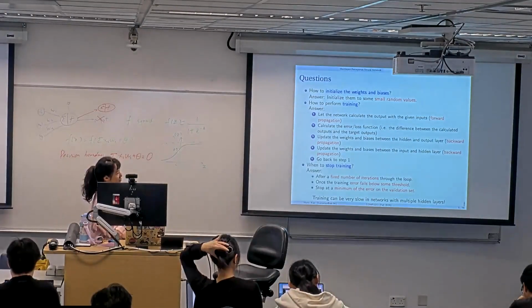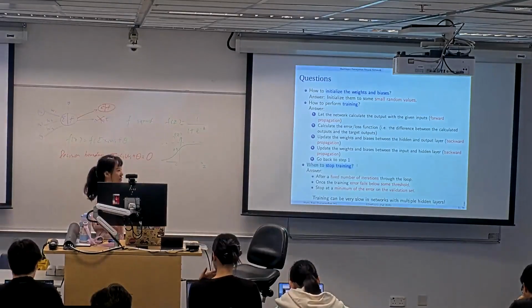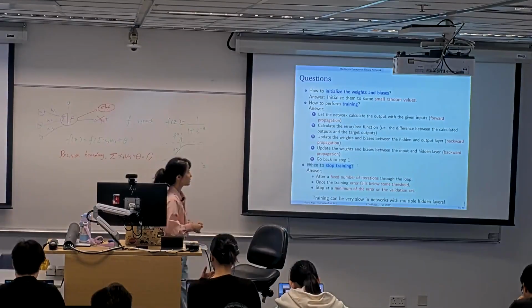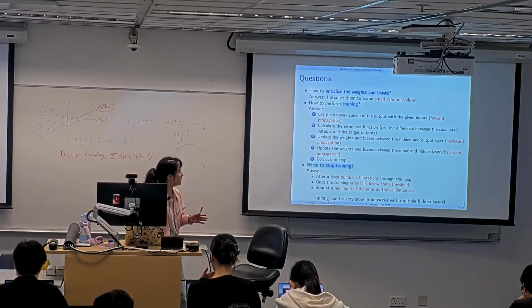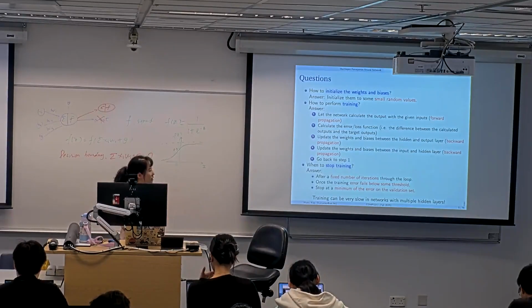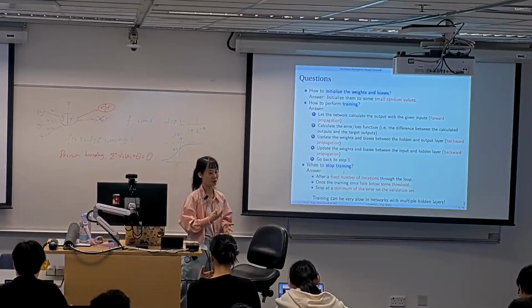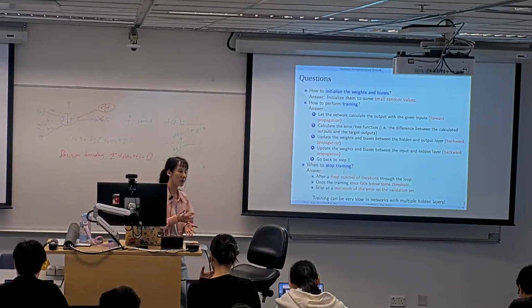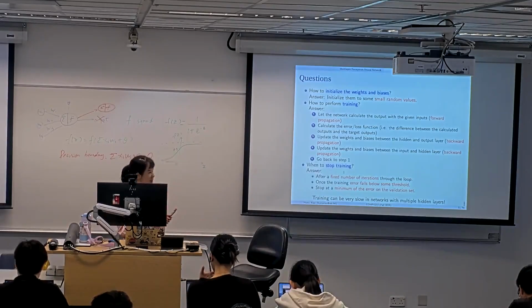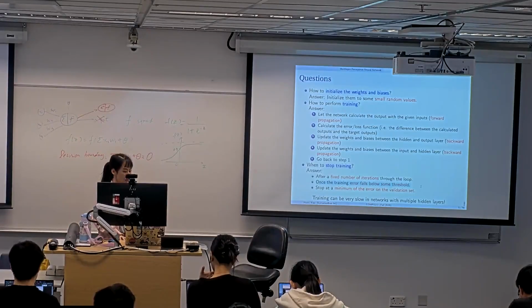Then we also care about when to stop the training, right? We cannot go on infinitely. So the answer would be, we can again consider three possible stopping conditions. First, after a fixed number of iterations through the loop, so we set the maximum epochs. The second is that once the training error falls below some threshold, so we care about the training error. As long as the training error is small enough, then we stop.